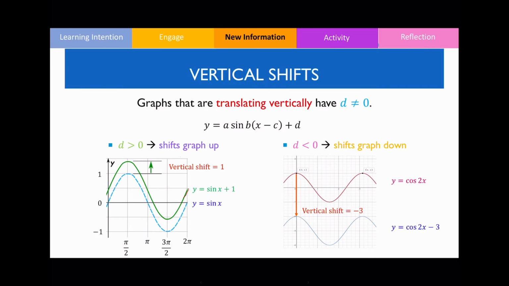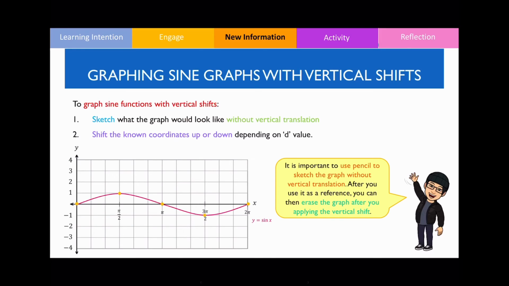But when you've got a d value that's negative, right? Then you're going to be moving the graph downwards. And as you can see here, this -3 moved the graph 3 units down. So in order for you to graph it, all you really need to do is sketch what the graph would look like without the vertical translation. And then after you do that, you just need to shift the coordinates up or down depending on what the d value is in the equation.